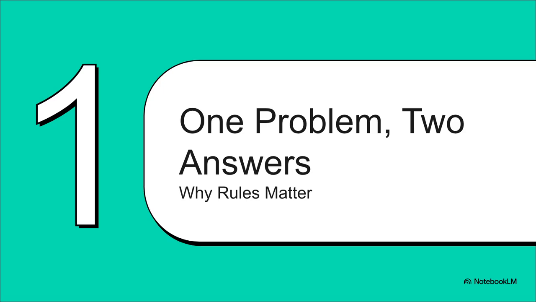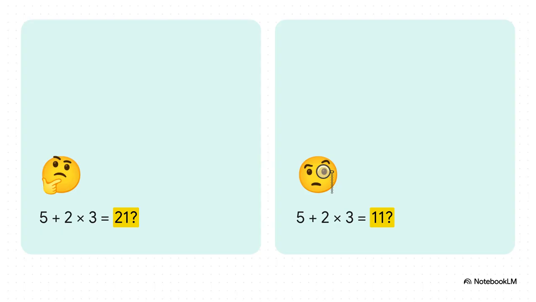So, let's start with a puzzle that seems really simple on the surface. But trust me, it's the kind of thing that sparks those endless debates, and for a pretty good reason. Okay, take a look at this. 5 plus 2 times 3. Now, if you just go from left to right, you might do 5 plus 2, that's 7, right? Then multiply by 3, you get 21.